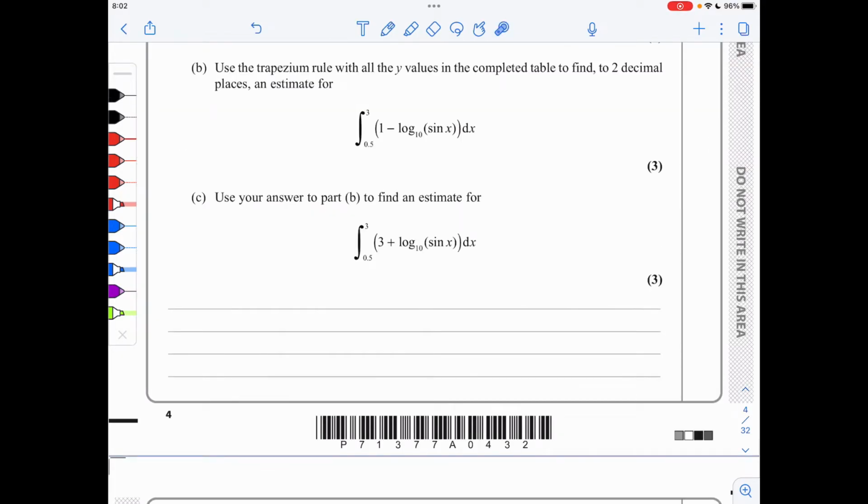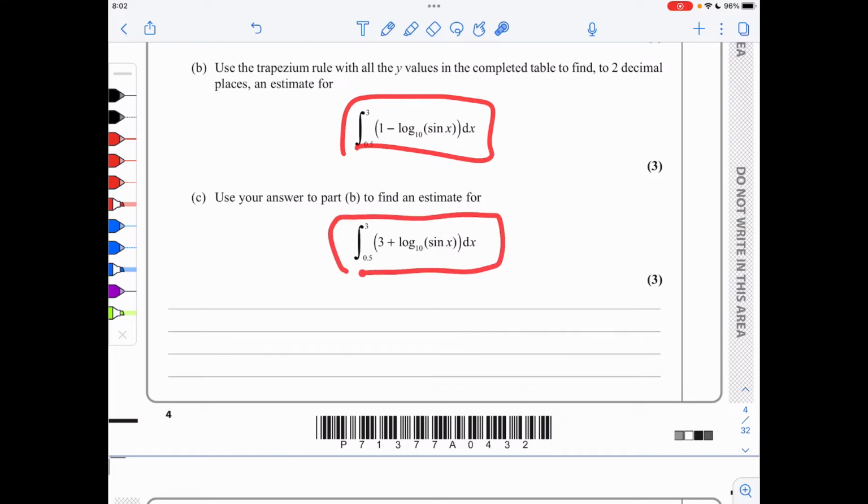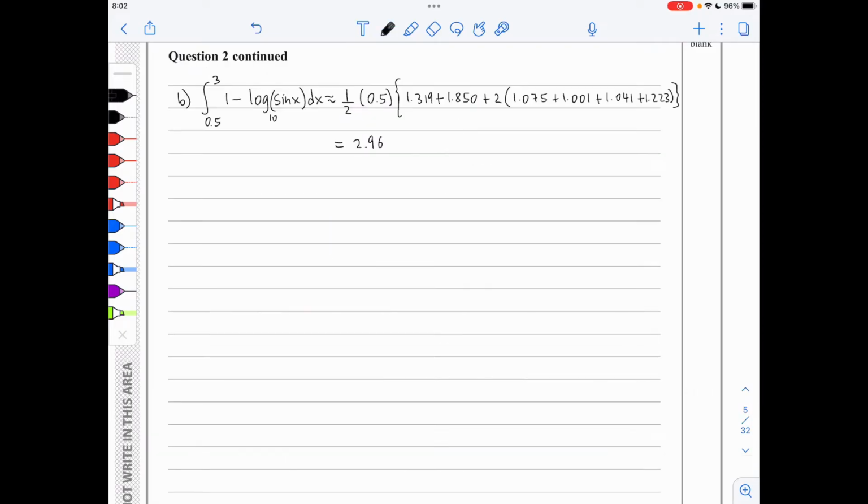In C, we need to use our answer to part B to estimate this integral here. So somehow we need to build a connection between these two integrals so that we can use the answer to part B. So we need to estimate the integral of 3 plus log of sine x base 10 dx from 0.5 up to 3. And I start by writing the 3 as 4 minus 1 in order to make it communicate, let's say, with the answer to part B. So it's now the integral of 4 minus 1 plus log sine x, which can be written as the integral from 0.5 up to 3 of 4 minus brackets 1 minus log of sine x base 10 dx.